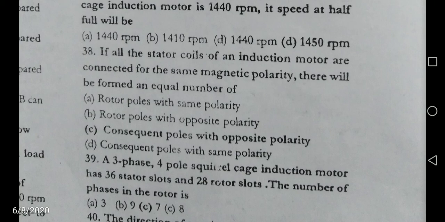Option A, rotor poles with same polarity. Option B, rotor poles with opposite polarity. Option C, consequent poles with opposite polarity. And option D, consequent poles with same polarity. So whenever conductors are with the same polarity, then option C is the answer, consequent poles, meaning there are different poles with the opposite polarities.